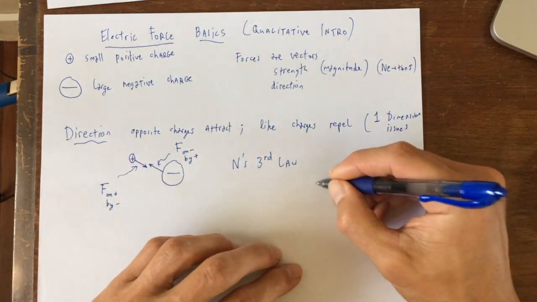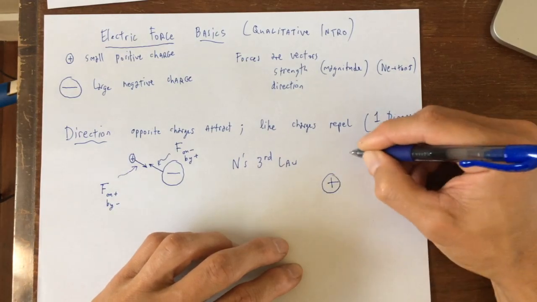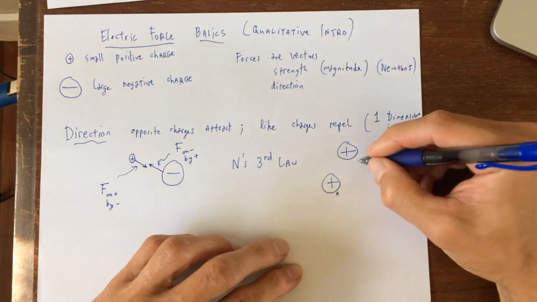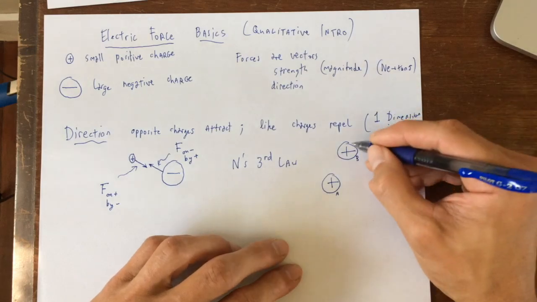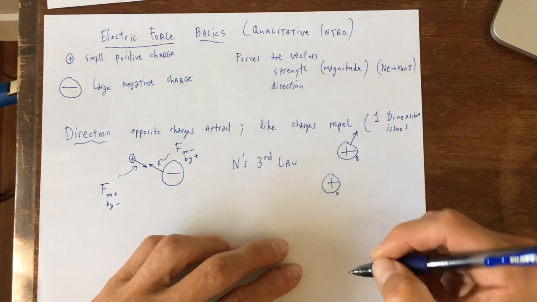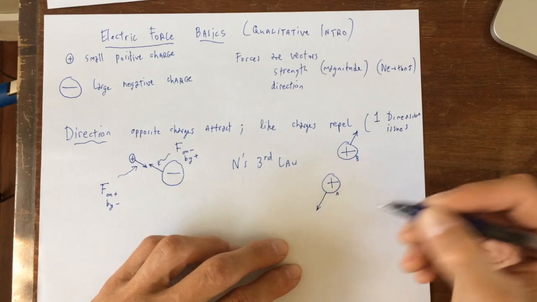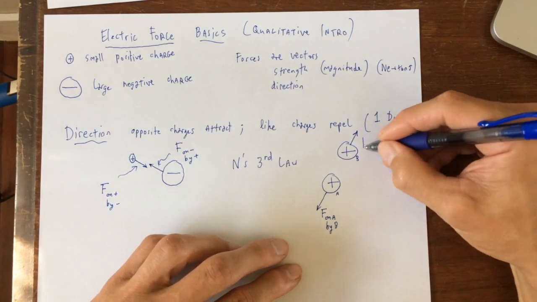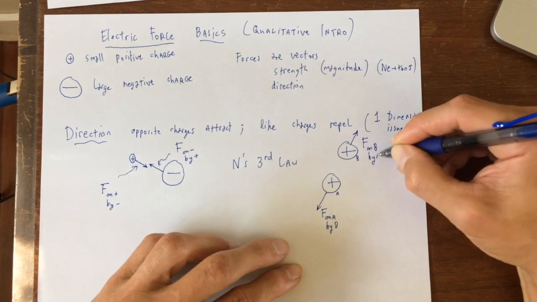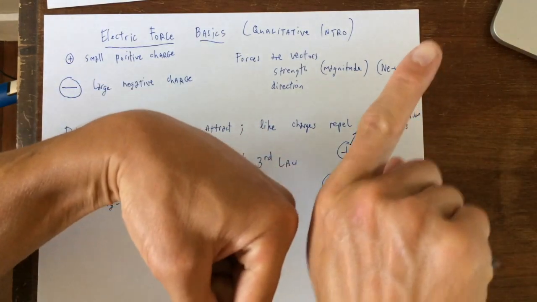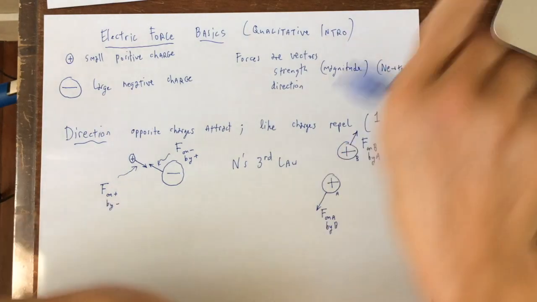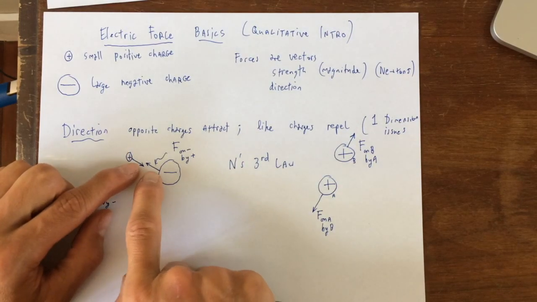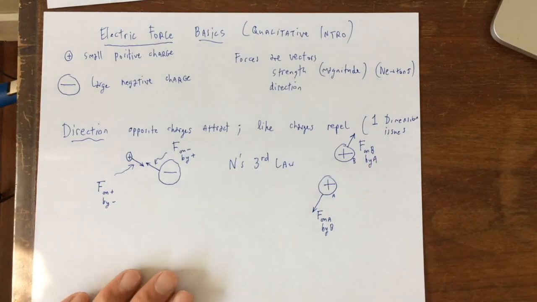Like charges repel. So let me make a plus and a plus. So now they seem very similar, but let's call this plus charge A, and this is plus charge B. Plus charge B is repelled from plus charge A, and plus charge A is repelled from plus charge B. This is the force on A by B, and this is the force on B by A. And Newton's third law is they are opposite in direction, but equal in strength. These are Newton's third law pair forces that I'm describing.